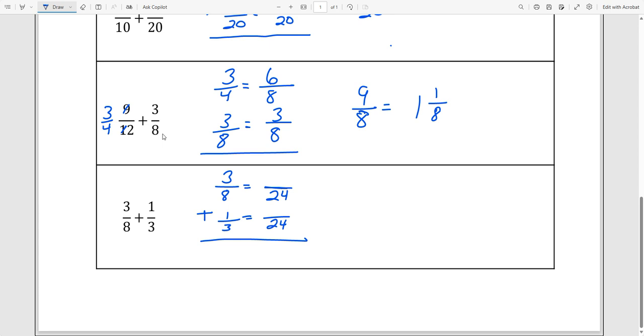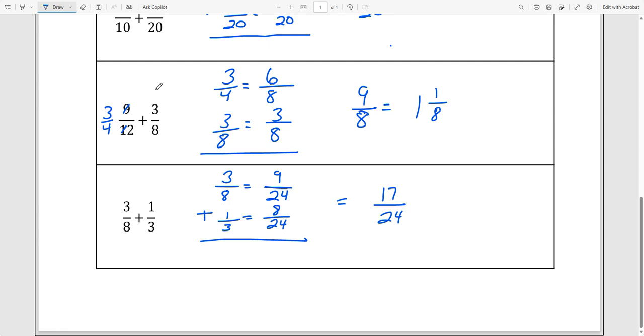And then we'll just do the same process. 24 divided by 3 is 8. 1 times 8 is 8. And 24 divided by 8 is 3, and 3 times 3 is 9. And then we can just simply add these up. 9 plus 8 is 17. And so therefore we end up with 17 over 24.